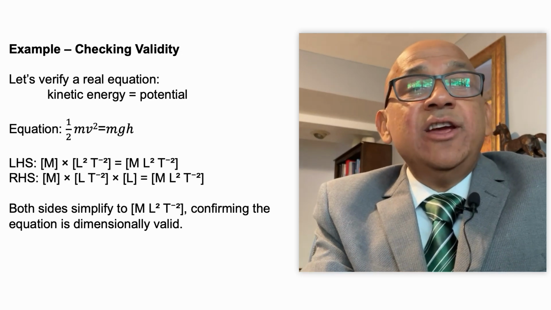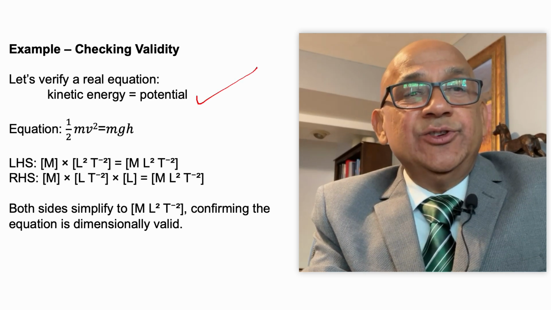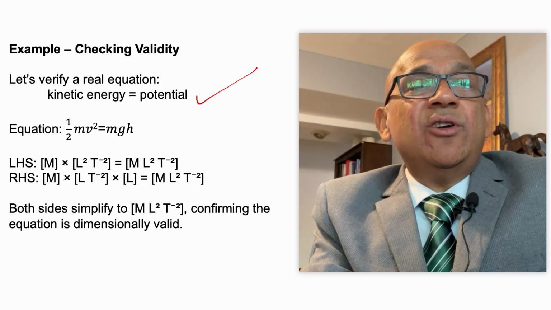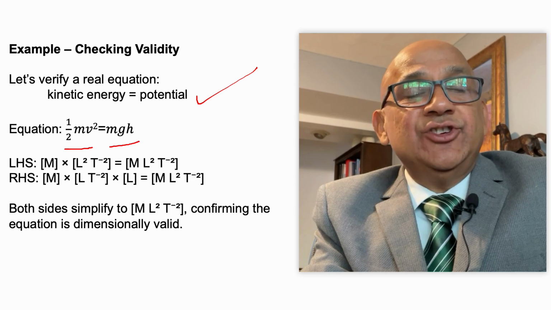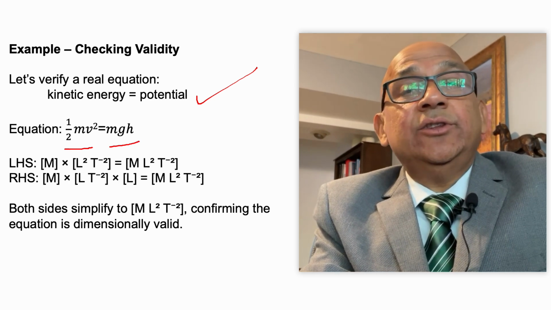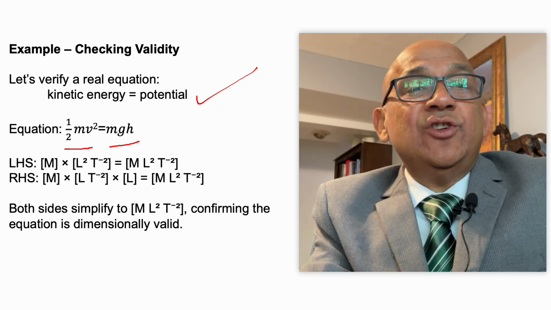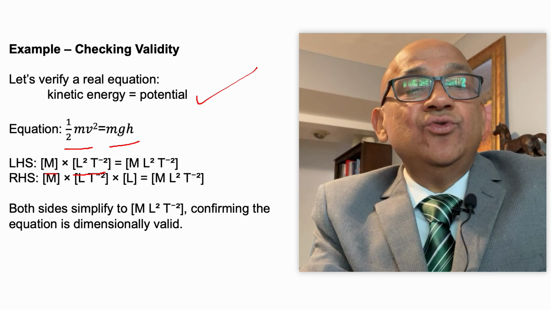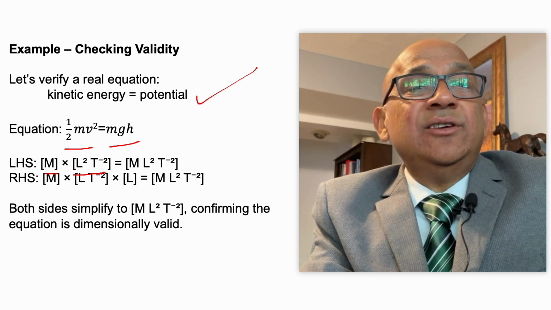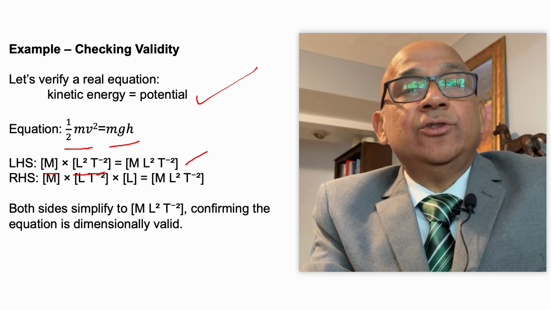So let us verify a real equation, which is kinetic energy equal to potential energy. The equation for kinetic energy is half mv square, and for potential energy it is mgh. So let us see whether the dimensions are consistent or not. On the left hand side, mass has a dimension of M and velocity has L t^-1. When you square it, it will become L^2 t^-2, and when we put it together, the dimension of the left hand side is M L^2 t^-2.